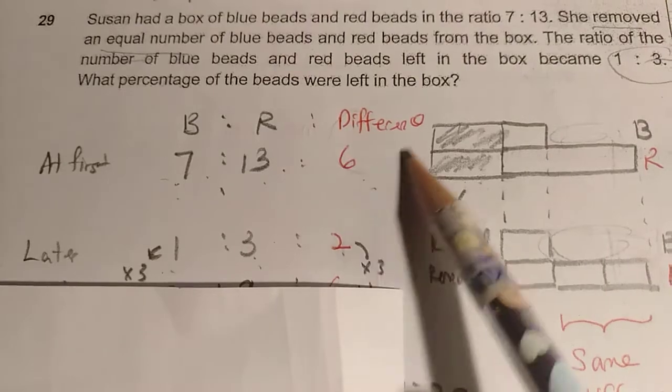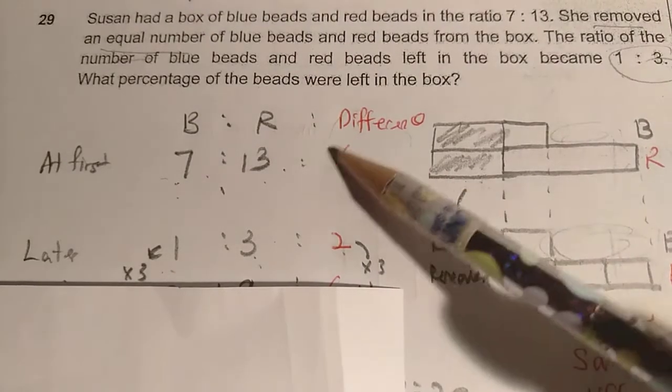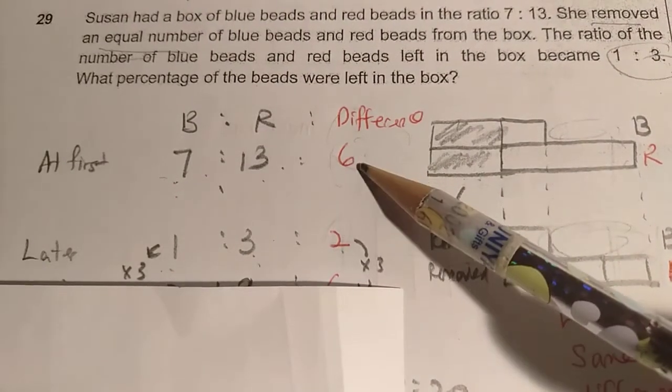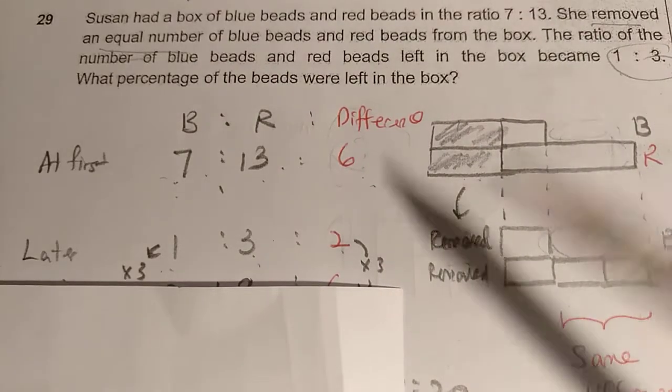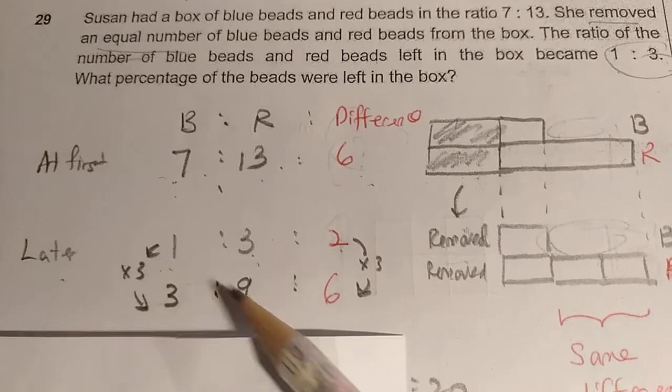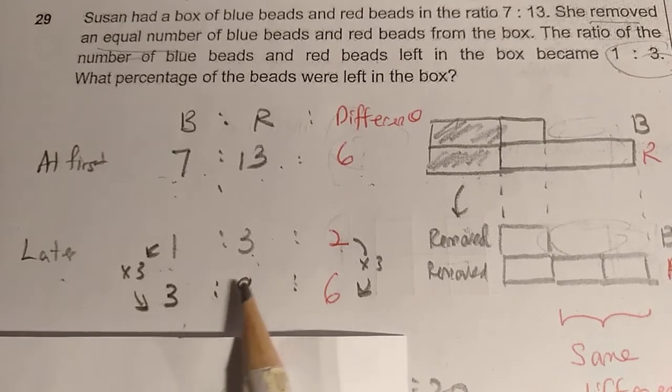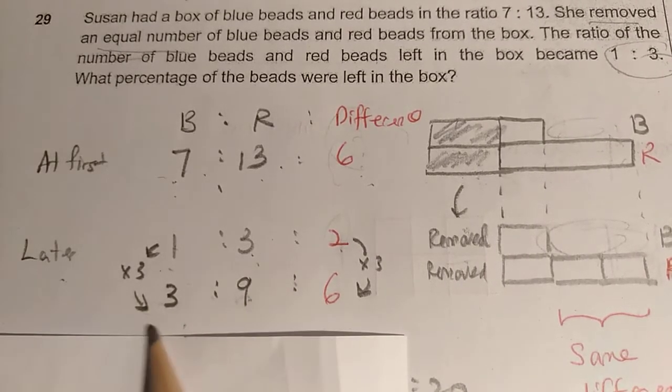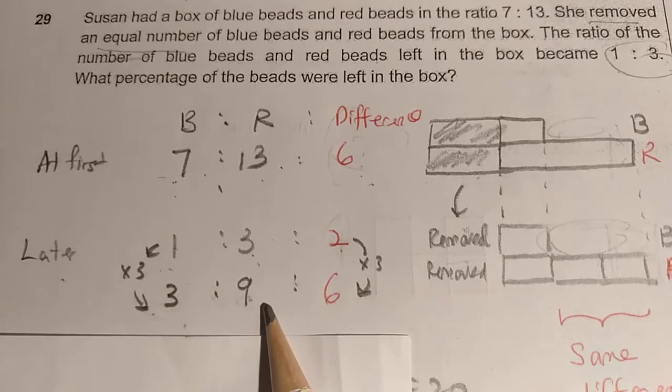Since the difference is supposed to be the same, I'll change this to 6 so you can see the same difference. To change 2 to 6, I multiply 2 by 3, I get 6. 3 times 3, I get 9. 1 times 3, I get 3. So this is the final ratio of blue and red beads in the box, which is 3:9.